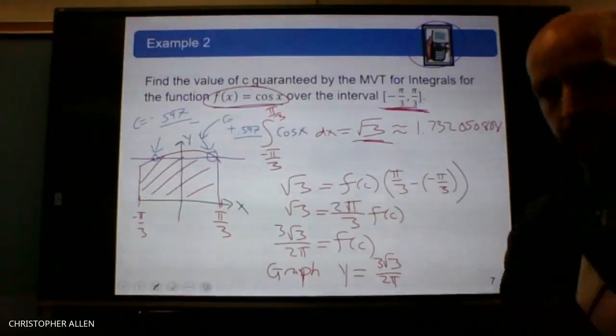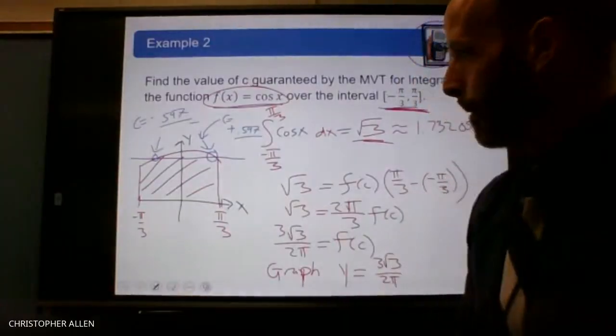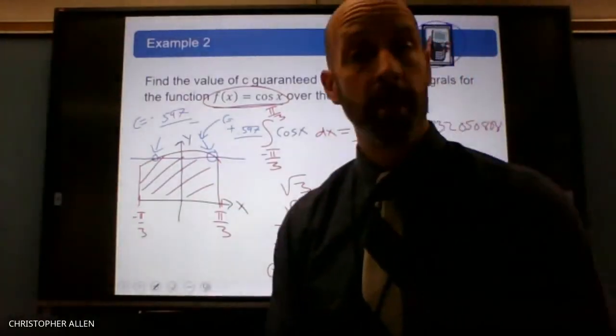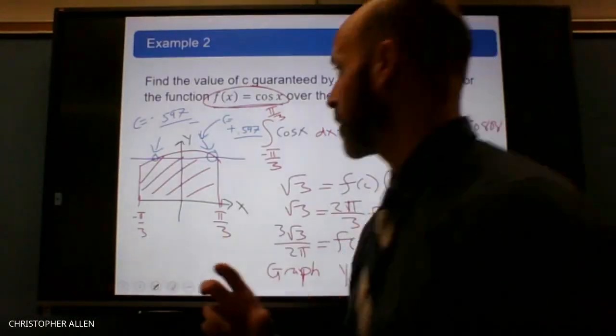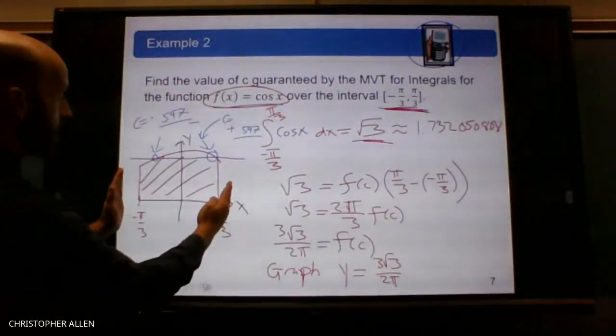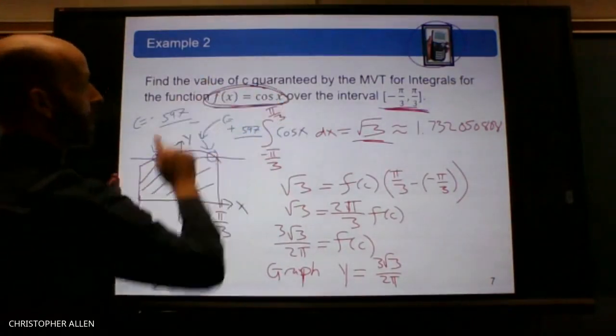Mr. Allen, I have a question. Yeah. When you got the 0.597, you plug that into your calculator, but how would you do that if you didn't have the calculator? You would not be able to do this one without a calculator. So are you plugging in the 3 square root of 3 over 2 pi into cosine? Yeah, that's exactly right. So what I'm doing here, Rachel, is on my graphing calculator, I would have had the graph of cosine already in there. And it's on my graph.